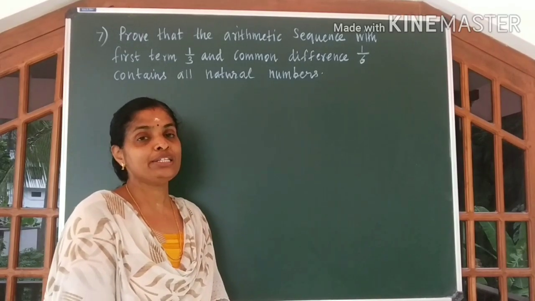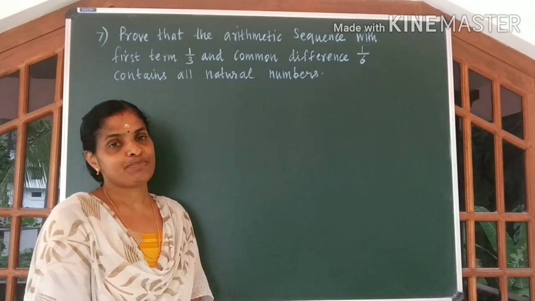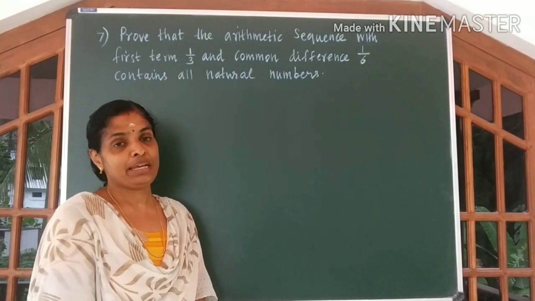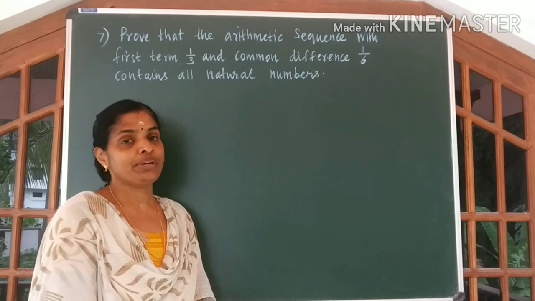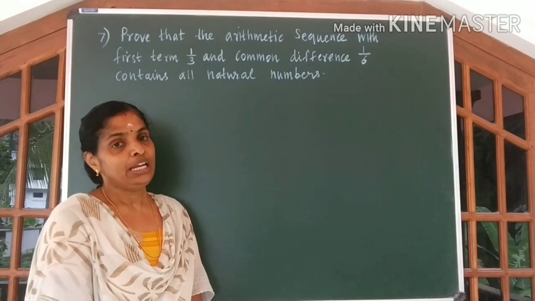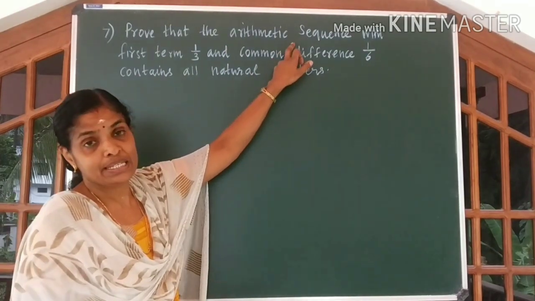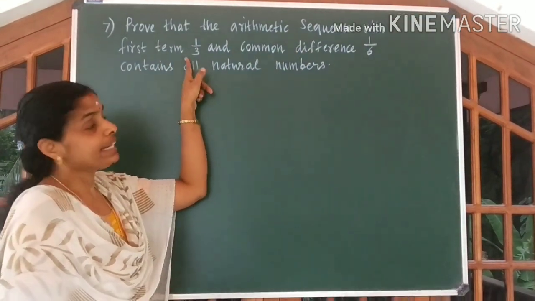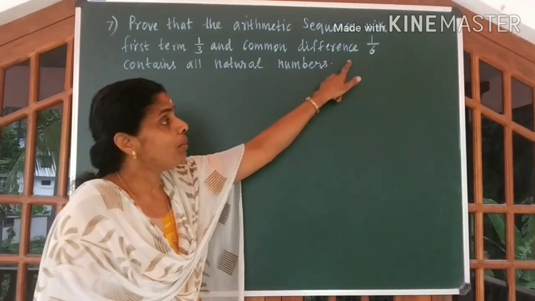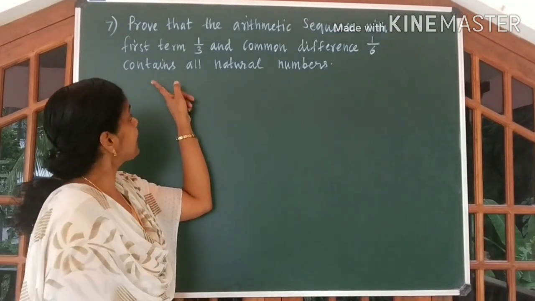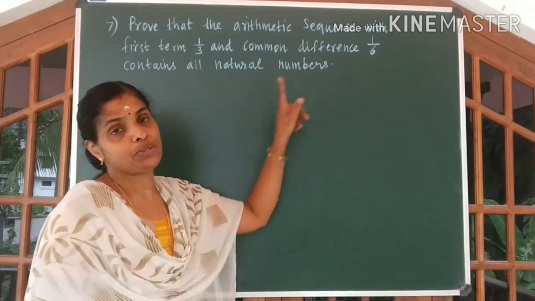To the sixth part on arithmetic sequences. Children, today I am explaining some important questions for your exam. Look at the question. Prove that the arithmetic sequence with first term 1 by 3 and common difference 1 by 6 contains all natural numbers.